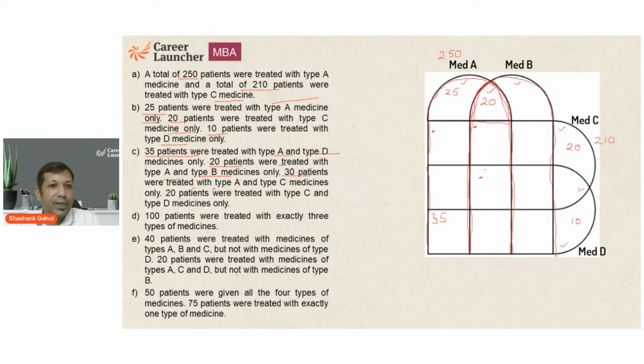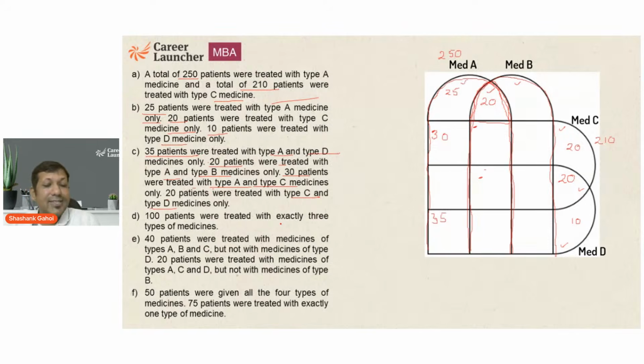30 patients were treated with type A and C only. So A and C is 30. Okay, so this is what we get. And 20 patients were treated with type C and type D only. So type C and type D, this is 20. 100 patients were treated with exactly 3 types of medicines.